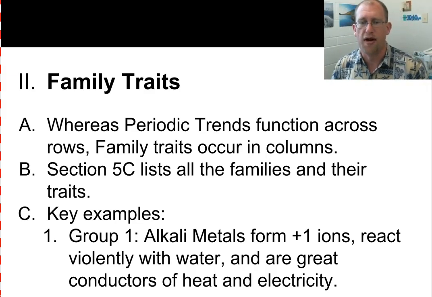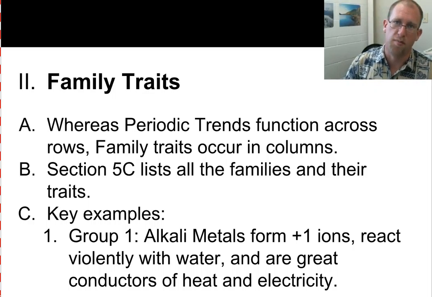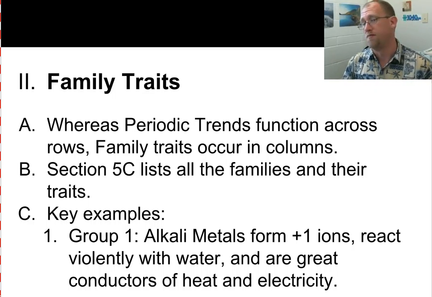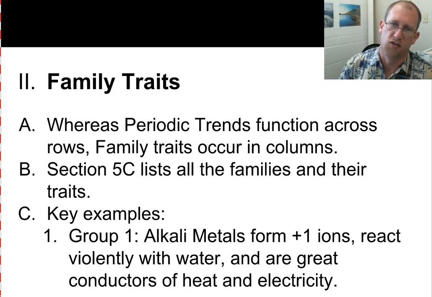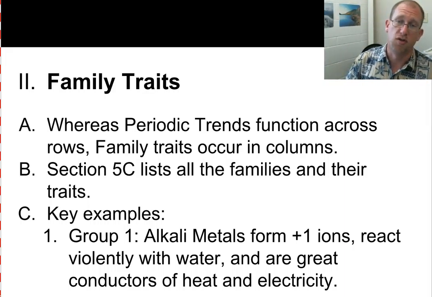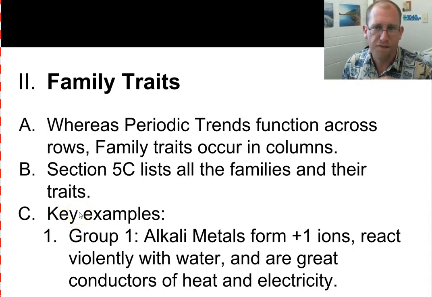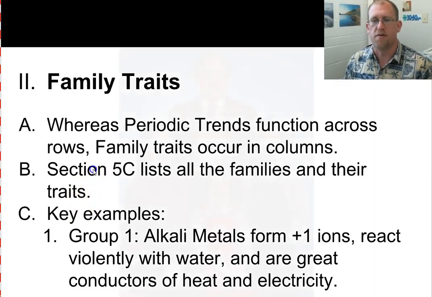Here's an example. Group 1 alkali metals form +1 ions. They give away 1 electron. They react violently with water because they find that water will accept its electrons and will change in response, right? And release hydrogen gas. And they are great conductors of heat and electricity. You put any of these soft metals in the fire and the heat moves up real quickly, and they'll also be good conductors for wires. So families share traits, right? Families share traits. Let me just give you a few examples.